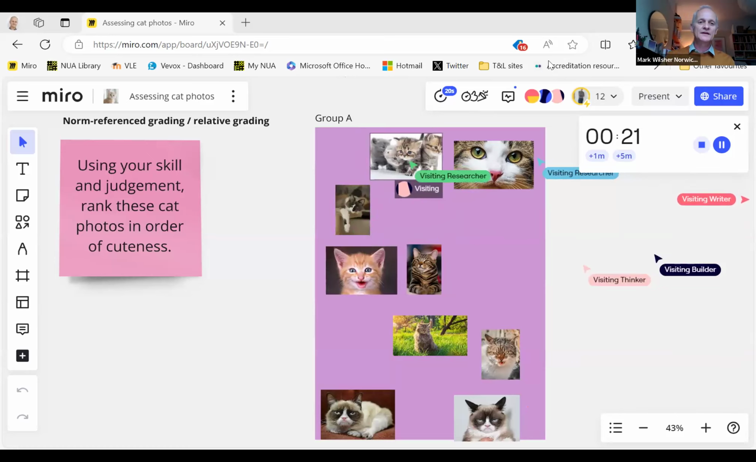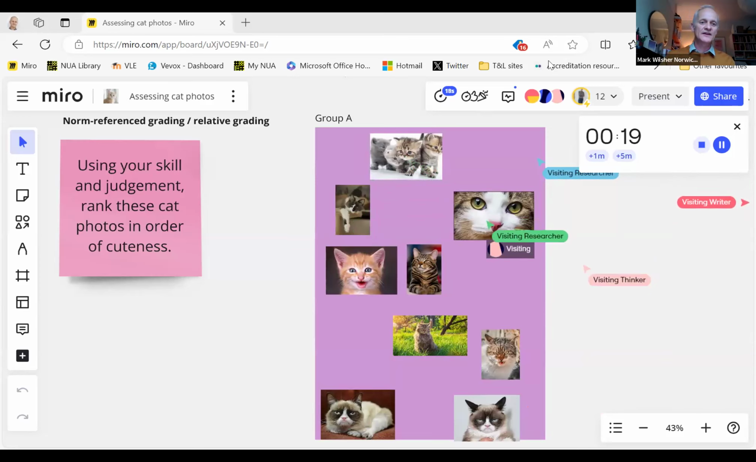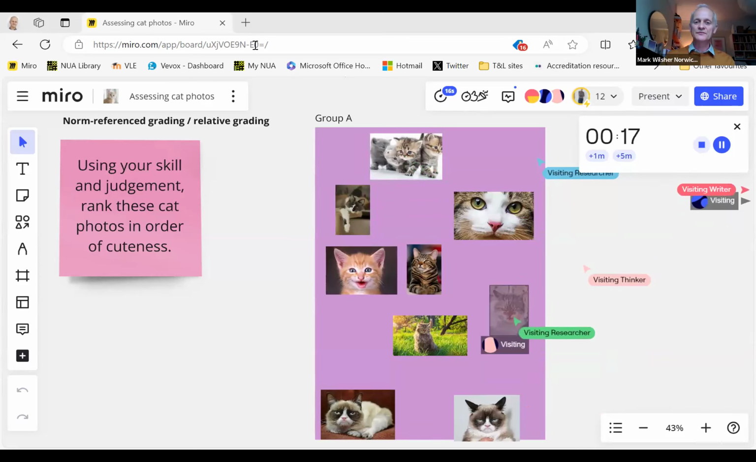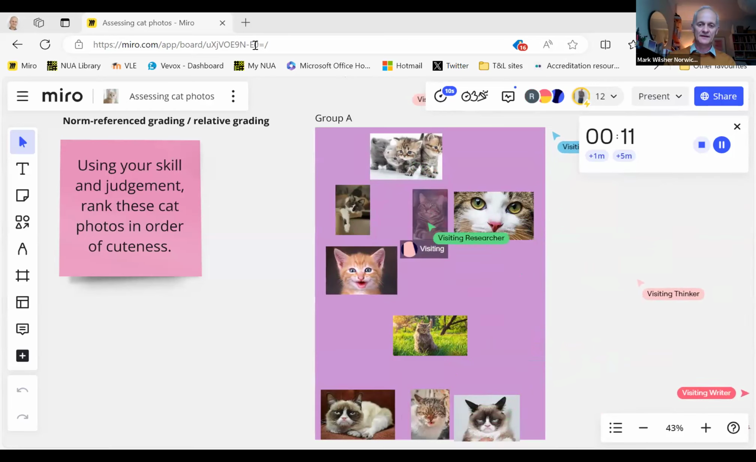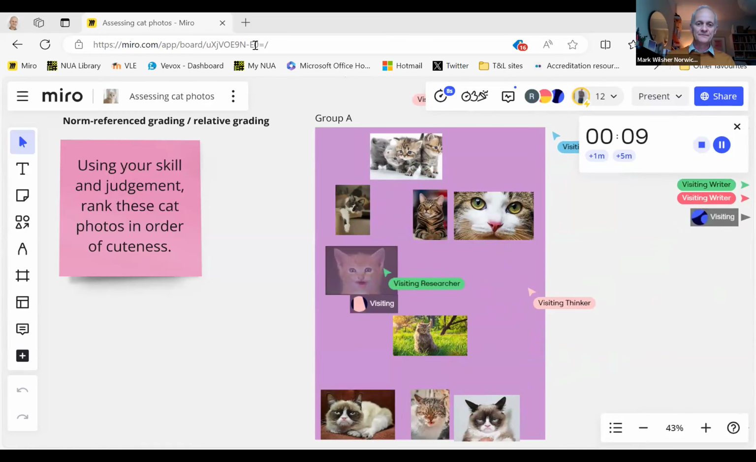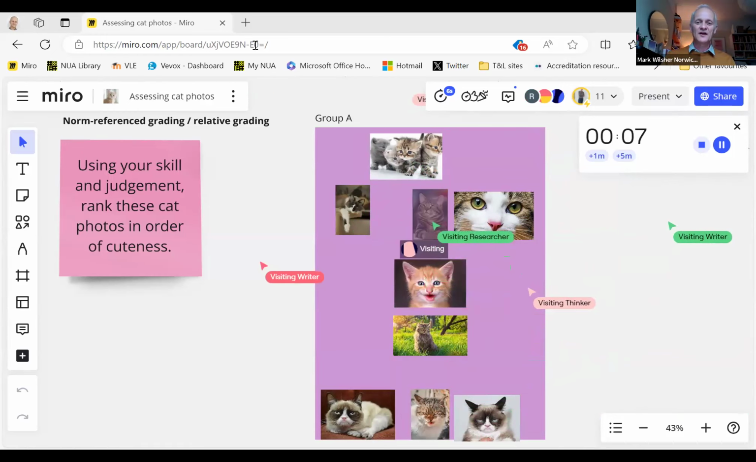So some of you will be looking at Miro through me sharing my screen, and others will be, if you follow that link, you can just go straight to the board using your browser. But only start messing around with it when I invite you, if that's okay.